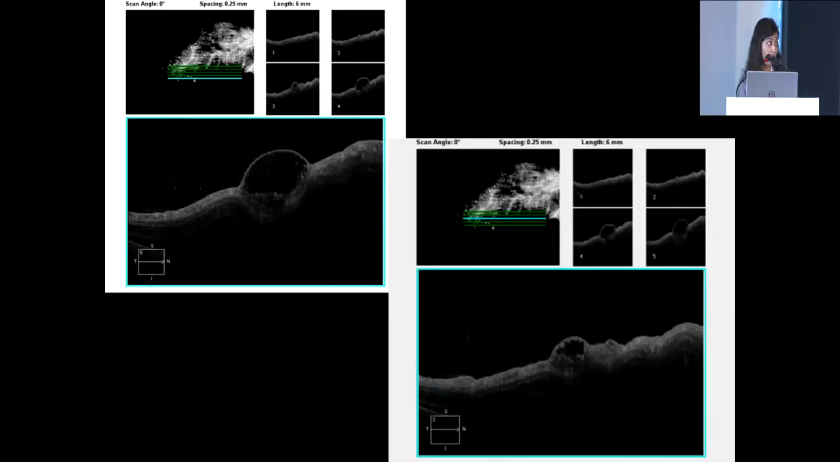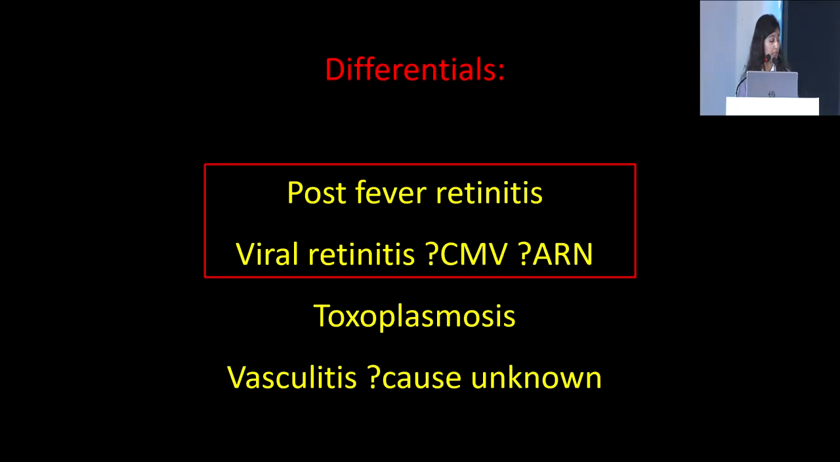So we decided to do OCT of the affected eye, which showed hyperreflective cells. There was an elevated membrane over the retina. There was intraretinal fluid and edema. And there was inner layer hyperreflectivity, which suggests inner layer ischemia. So based on the clinical examination, we had the following differentials in our mind.